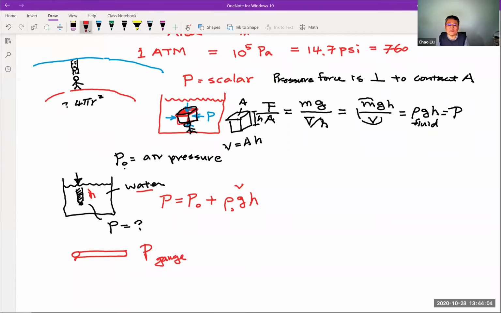The reading that you read from the instrument that you use to measure the pressure is actually equal to the actual tire pressure minus the air pressure. So the actual pressure inside the tire should be the reading that you read from the instrument plus 1 atm. Okay, plus 1 atm, that is the true pressure inside the thing that you are trying to measure. So that's what we define as the gauge pressure.